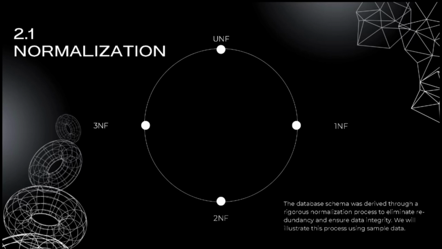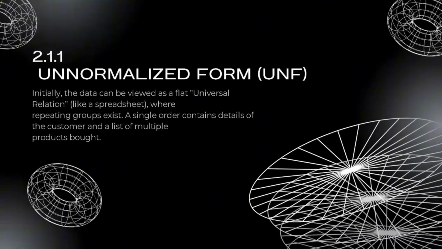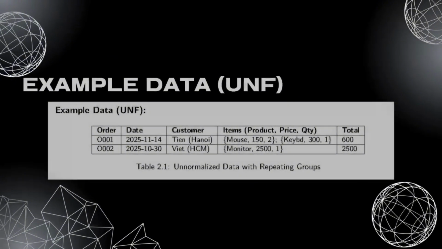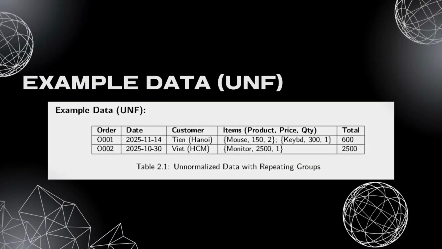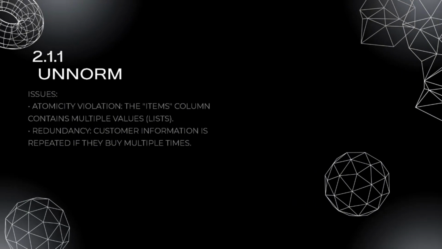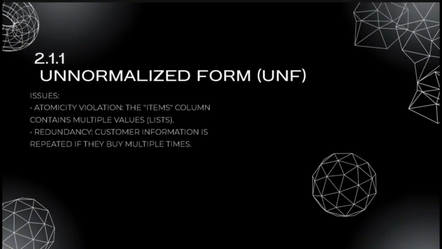We refine our database schema through a rigorous process, moving from the unnormalized form all the way to the third normal form. We begin with the unnormalized form, or UNF. As you can see in table 2.1, the data initially looks like a flat spreadsheet, and the biggest issue here is the item column. It contains multiple values, like a mouse and a keyboard, in a single cell. This violates the rule of atomicity, and it makes the data very difficult to query.